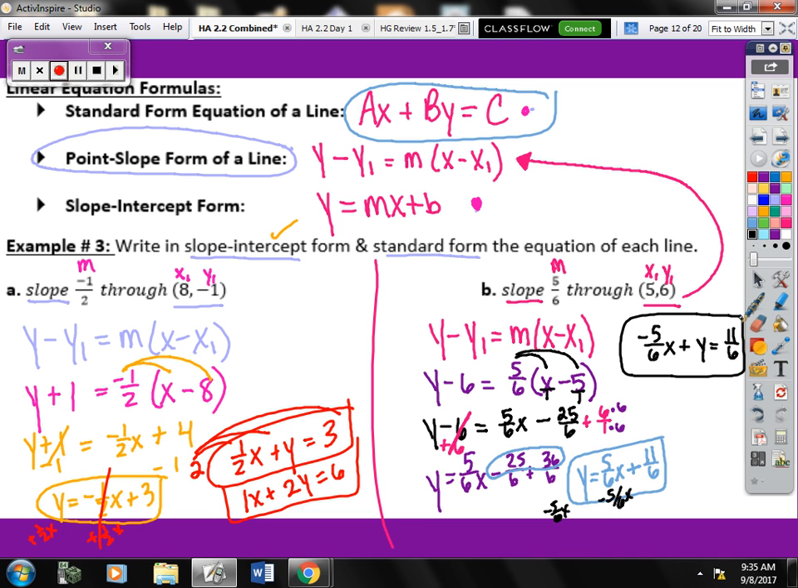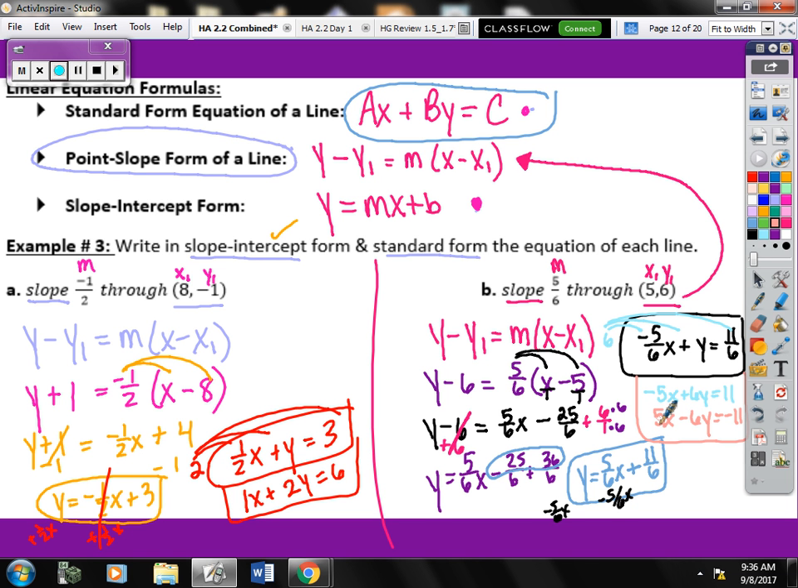Now remember what I showed in class, that you can get rid of the fraction by multiplying by the common denominator. So if you were to multiply 6 by each of these, you would end up getting negative 5x plus 6y equals 11. That's another possible answer you could have. You also could multiply by a negative to have 5x minus 6y equals negative 11. All three of these are acceptable answers to the problem in standard form. Sometimes, if you see in the book, they oftentimes get rid of the fraction, so I wanted to show that to you in class.